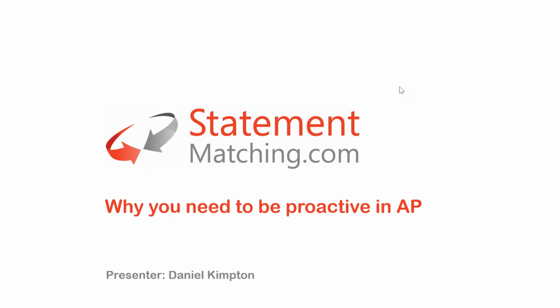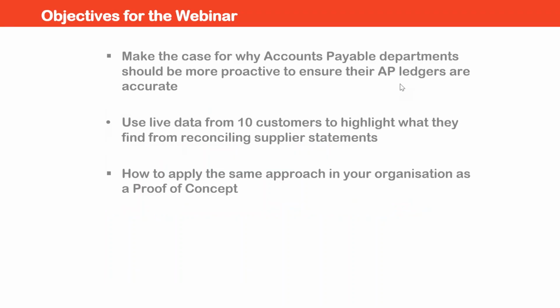And my objective for the webinar is to make the case for why accounts payable departments should be more proactive to ensure their AP ledgers are accurate. But of course, the knock-on effect of that is if your AP ledgers are accurate, it means that you've got all the documents. You're more likely to pay suppliers on time, which means you're more likely to have fewer queries, and everything is more accurate for cash flow forecasting. And there are a lot of knock-on benefits for it.